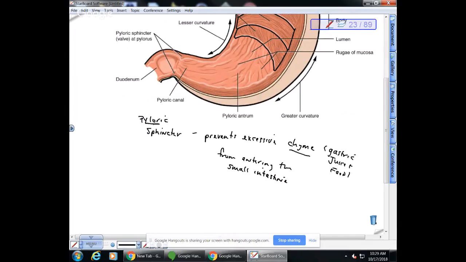And you notice that pylori was the name of that bacteria, right? H. pylori is related to that idea, the pyloric sphincter or valve.